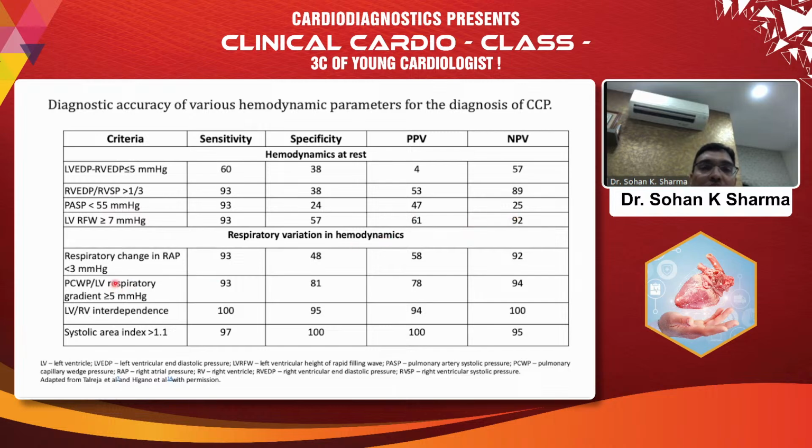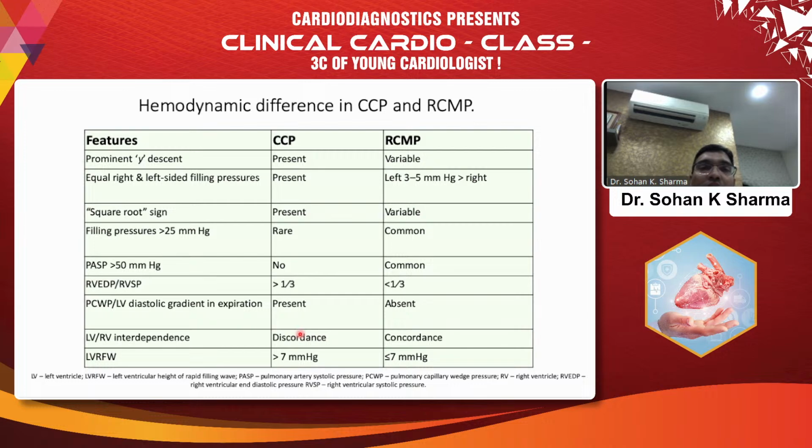Then respiratory variation in hemodynamics. In this, interdependence is the most important. This is 100% sensitive, and the systolic area index that we have just seen is 100% specific for diagnosing CCP and RCMP. So again, just a quick reminder about the hemodynamic differences.